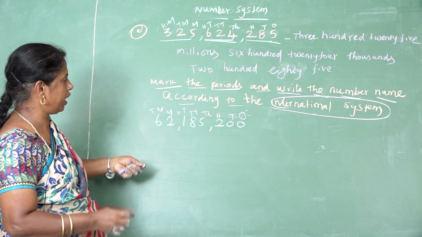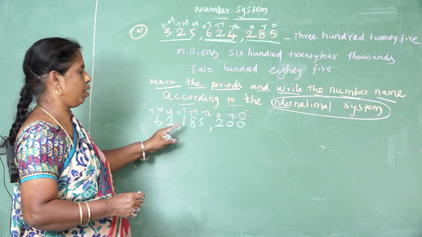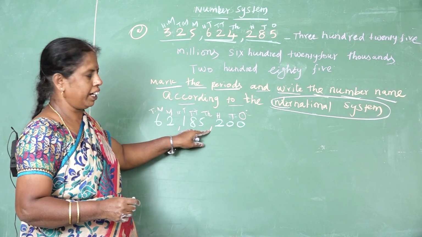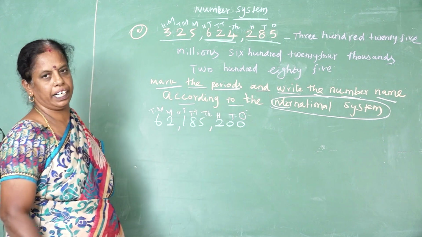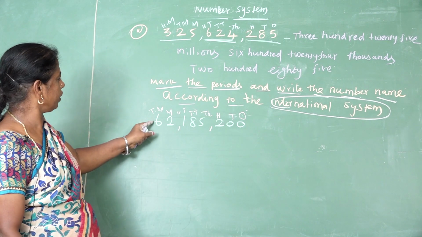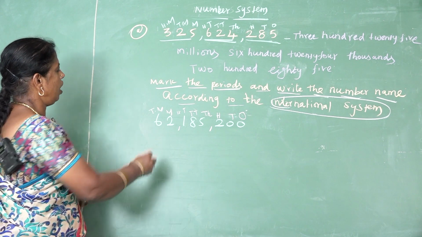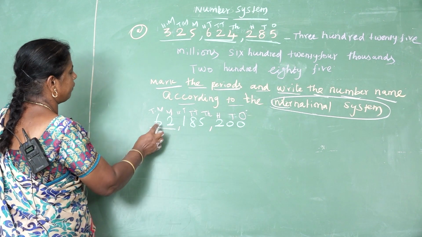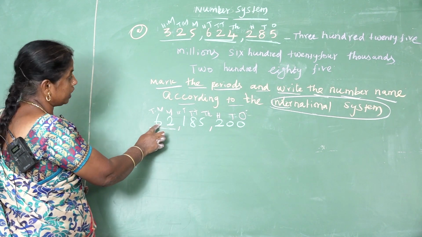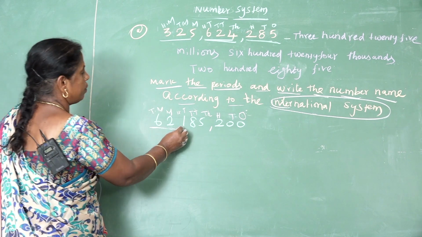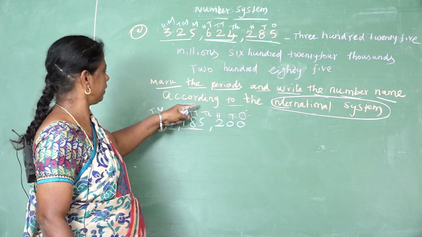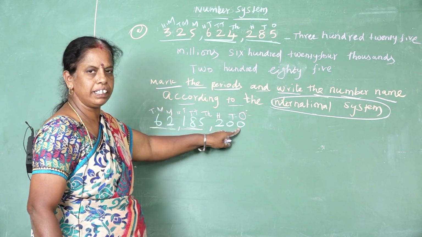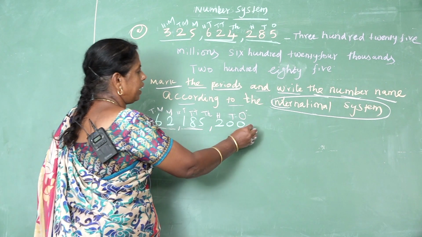So while we are writing the number by using commas, how it is read depends upon the periods. Now read it. How much is this in the millions period? 62. So 62 millions. How much is this in the thousand period? 185,000. Next, how much is this? 200. Shall we write the number name?